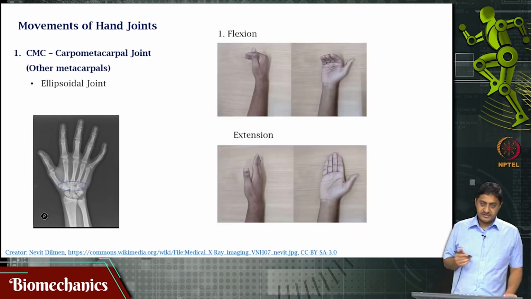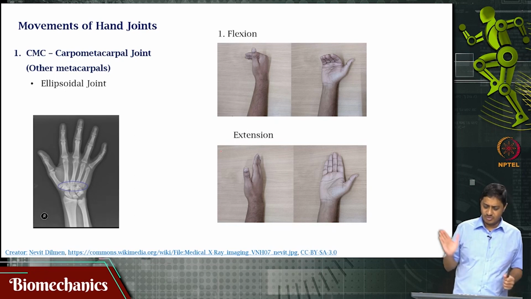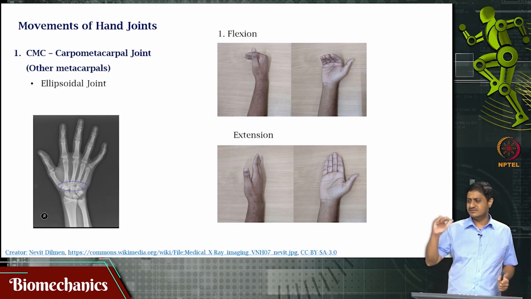For the other fingers, what happens at the CMC joint? Technically, these are not very well movable joints, so you can do that. This is the movement that happens at the CMC joint as a whole, but individually it is very difficult to move individual fingers like that.